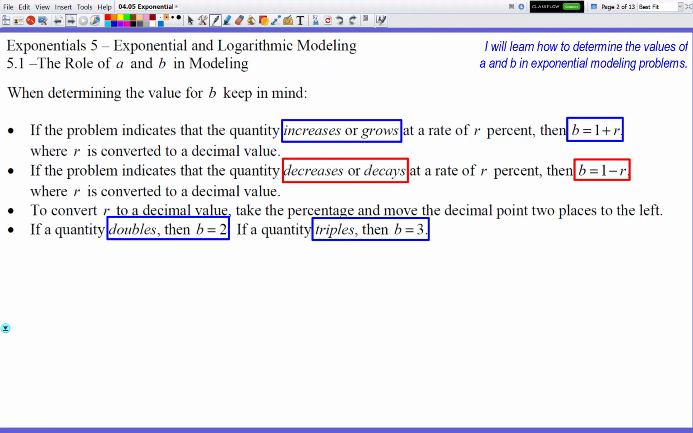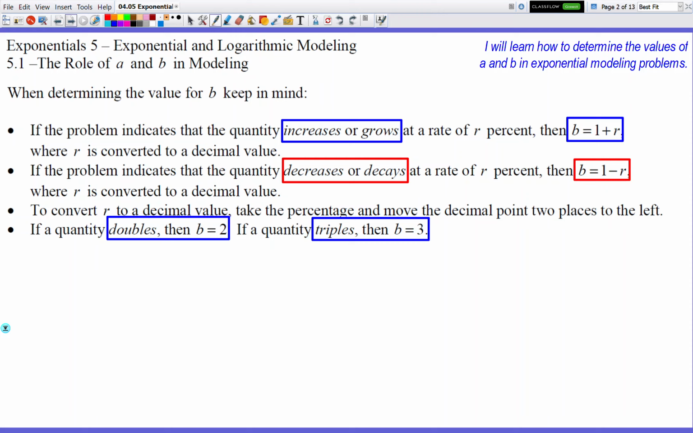Okay, and if you see a word that corresponds with something getting smaller or decreasing, then you figure out the base value, the b value, based off of 1 minus r. And r, like I said, is the number that, when converted to a decimal, tells you how fast something is either decreasing or increasing, at what rate, or rather, at what percentage.